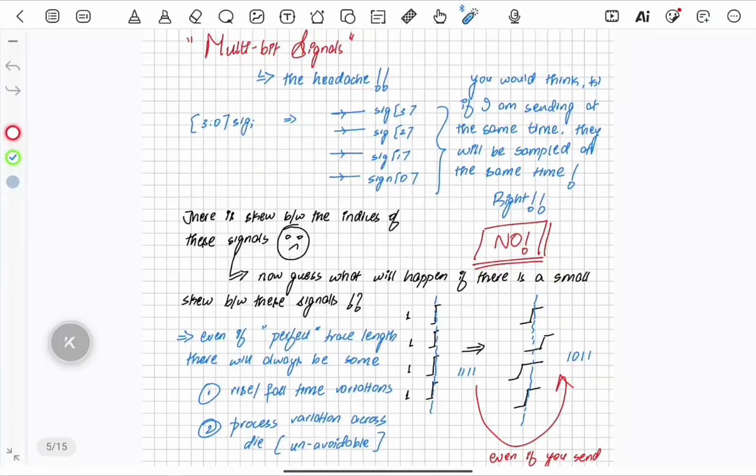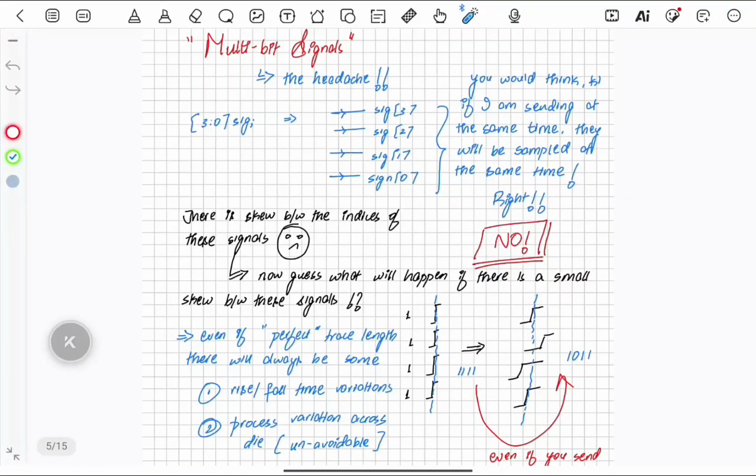But yeah, talking about multi-bit signals. If you are a designer, then you know about the huge headache which comes with multi-bit signals. So what is the assumption we have? If you are a computer science student or have some idea about coding, you'll expect that if I send a multi-bit signal, a vector, let's say 3 down to 0, and you send it at the same time, you'll receive it at the same time. But that is not what happens in physical chips.